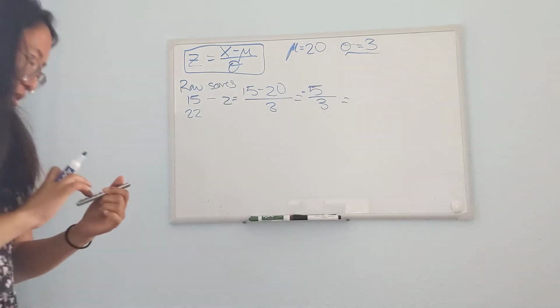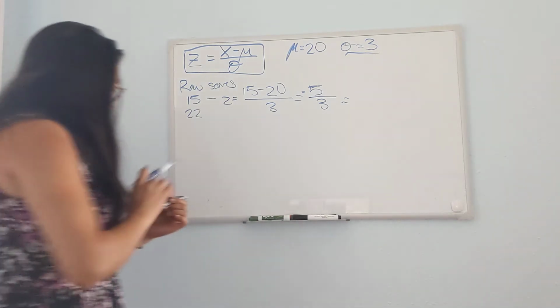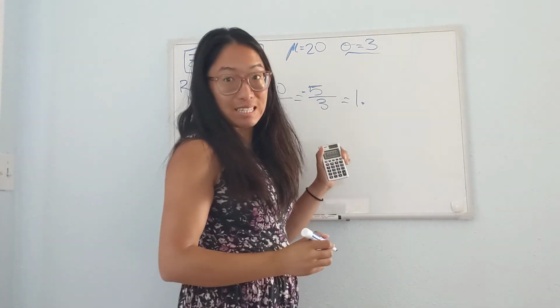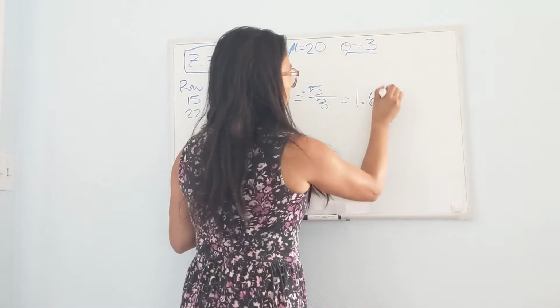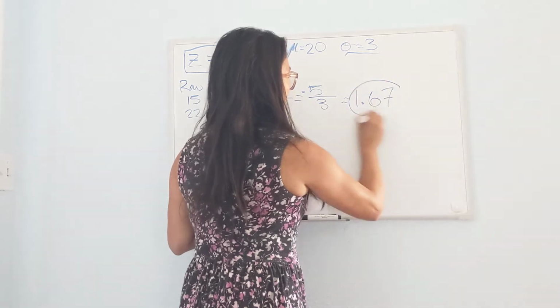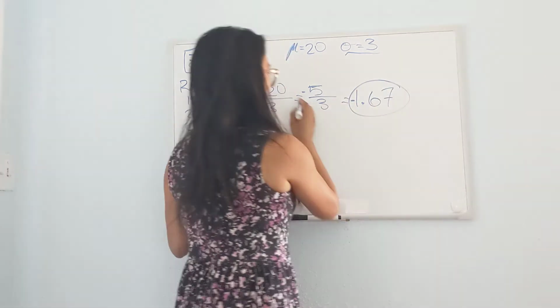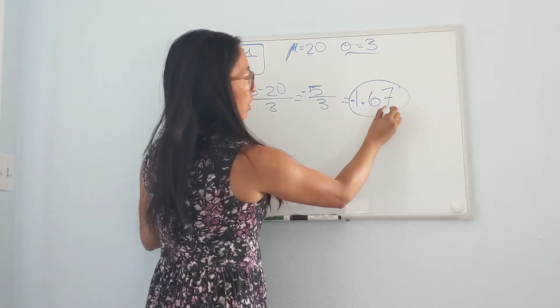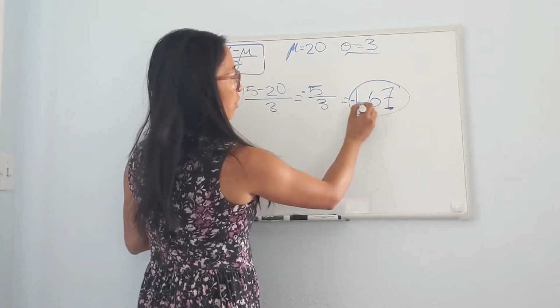which is 1.6666, right? But if you round it, it should be negative 1.67, right? Because it's 15 minus 20. So a lot of students got the rounding incorrect. It should be negative 1.67.